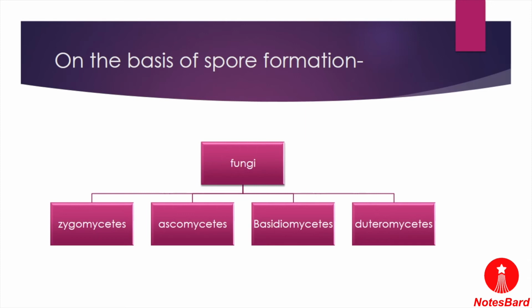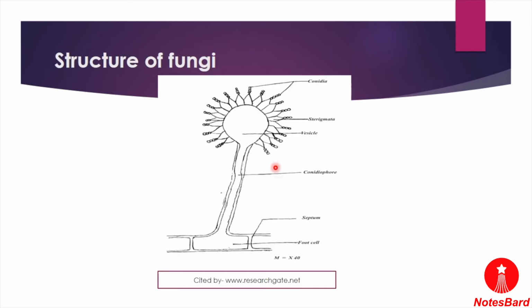The fourth and last type of fungus is deuteromycetes. They are called imperfect fungi because they do not follow the regular reproduction cycle like the other fungi, and they do not reproduce sexually. So they do not produce sexual spores, but asexual reproduction occurs with the help of conidia. An example is trichoderma. Now let's understand the structure of fungi with the help of this diagram.